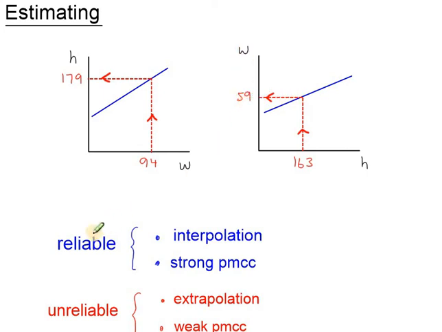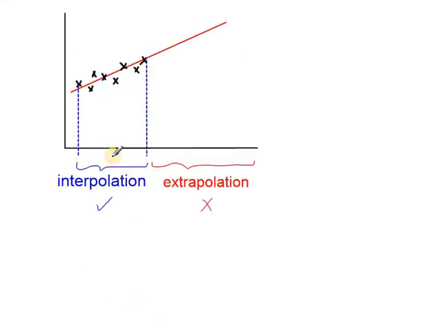For a reliable estimate, you want to be working within the range of your data, so interpolation, and a strong PMCC is desirable, strong correlation. If you go outside the range of your data, so when you're extrapolating, that generally leads to unreliable estimates. A weak correlation will also lead to an unreliable estimate. So interpolation is good, but not extrapolation.